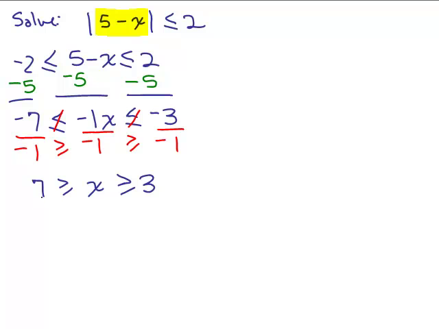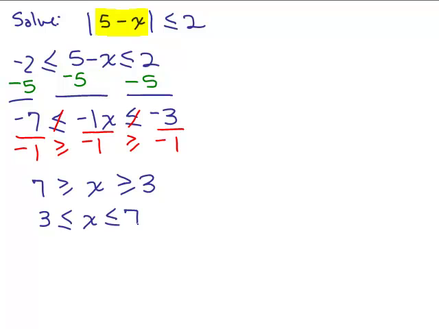So how could we read this? 7 is greater than or equal to x, which is greater than or equal to 3. Okay? Well, that's the same thing as saying, reading from right to left, that 3 is less than or equal to x, which is less than or equal to 7. So I can write it like that. A lot of people prefer to write it so it's less than. That way, always the smaller number will be on the left and the bigger number will be on the right. That's usually easier to read.